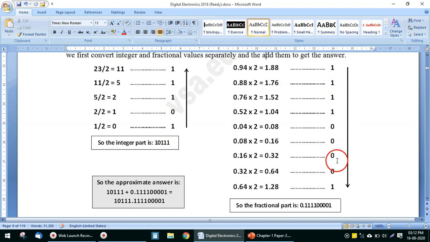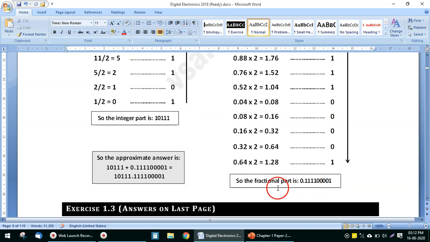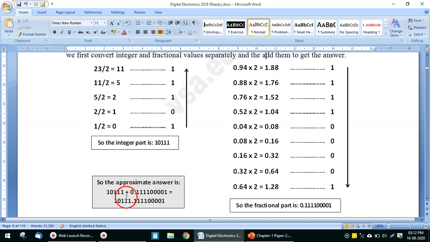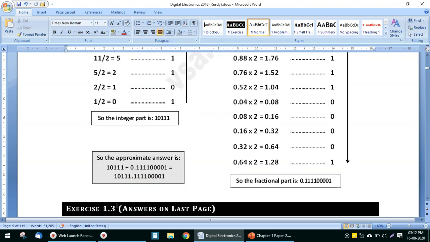1111, 00001, and so the fractional value is over here, and the approximate answer will be 10111 plus 0.1111000001. So our answer, the binary equivalent approximate answer, will be 10111.1111000001.